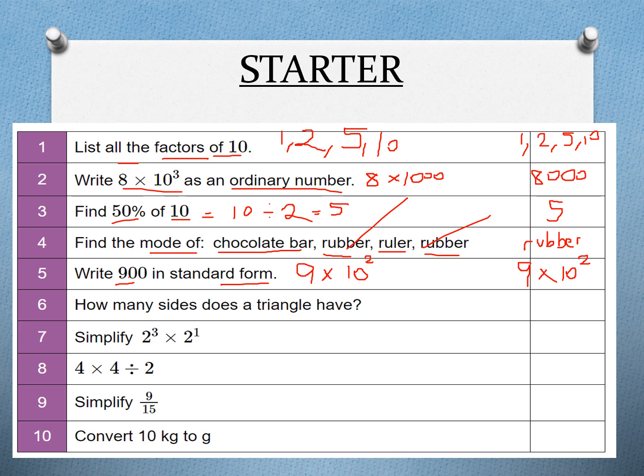Question number 6. How many sides does a triangle have? A triangle has 3 sides. So this is what a triangle looks like. It has 3 sides.